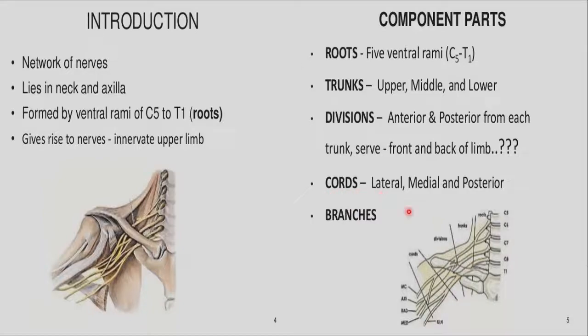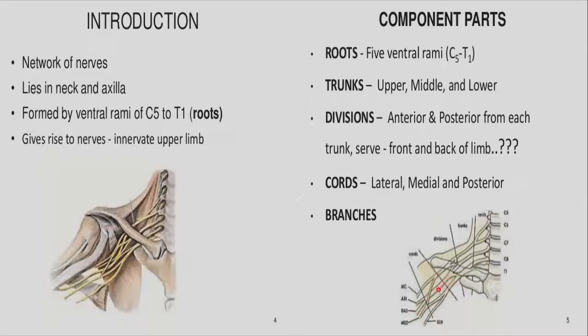You have 3 cords. You're going to have the lateral cord above, the posterior cord there, and the medial cord. Then from the cords, you have the terminal branches. From the lateral cord, you have the musculocutaneous nerve arising from it, as well as a branch that participates in the formation of the median nerve.